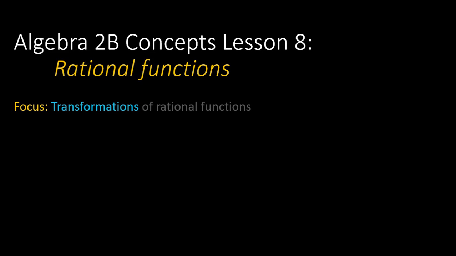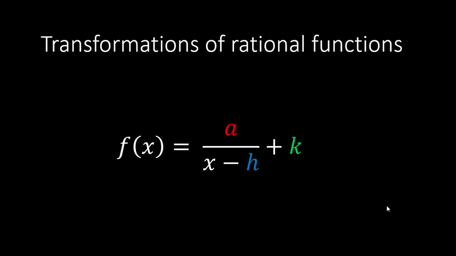Talk about rational functions from lesson 8, and we're going to focus on transformations of rational functions. So transformations are when we do something to the parent function that causes the graph of the function to move somehow. So for a rational function, our parent function is f of x equals 1 over x. So anything we do to alter this is going to cause a transformation of the graph.